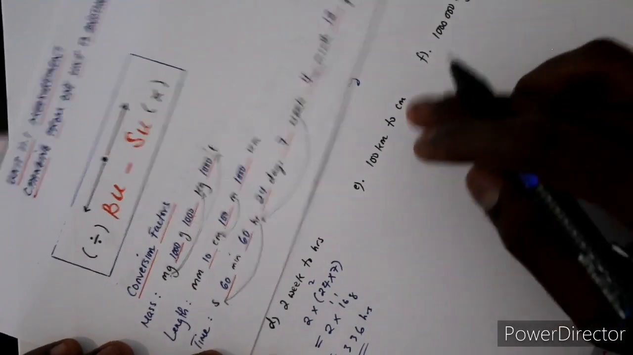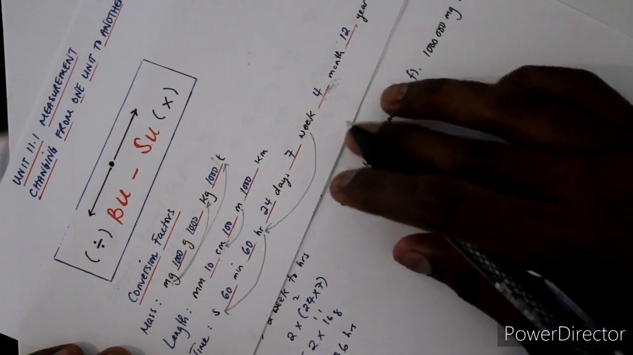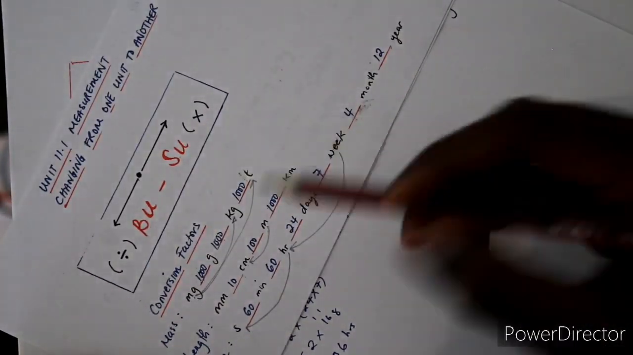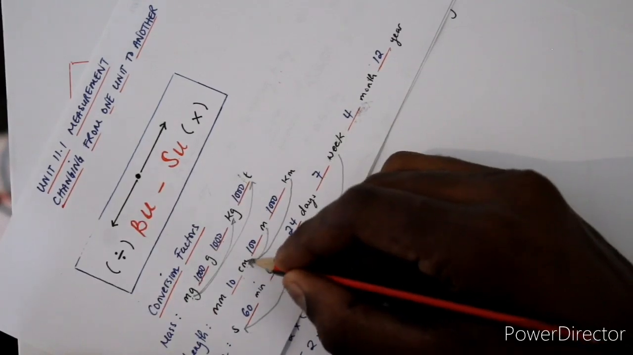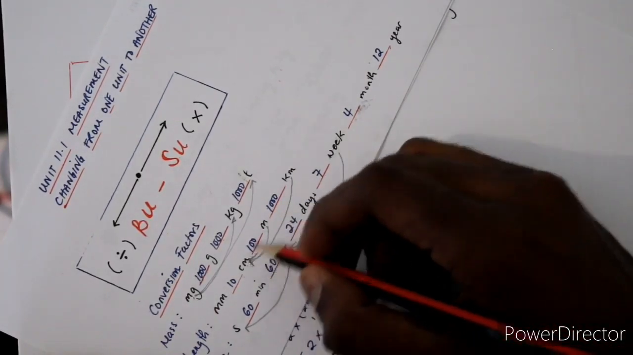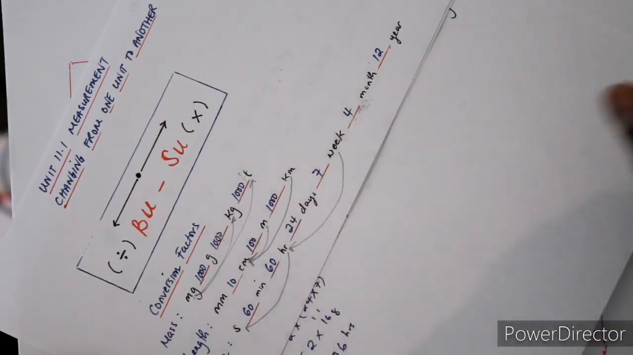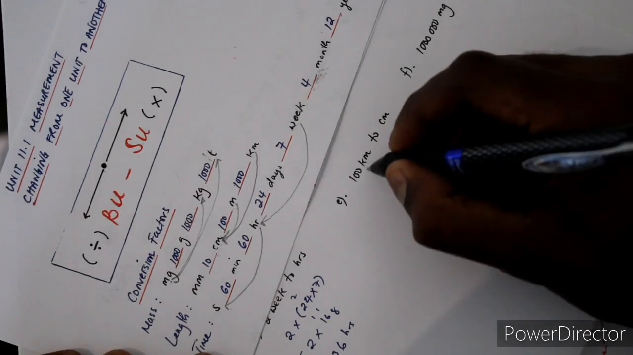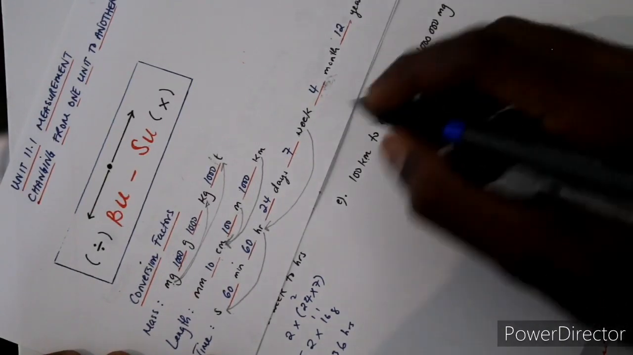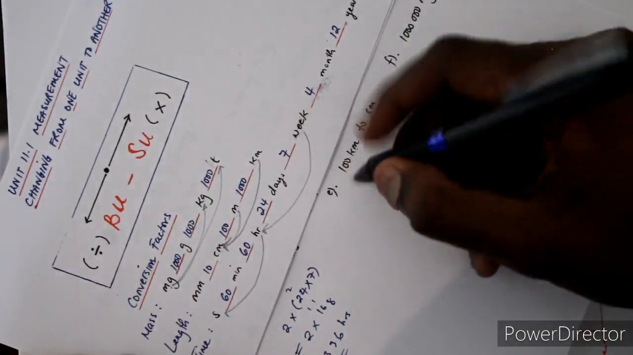Okay, and then you have 100 kilometers to centimeters. You are converting kilometers to centimeters. Kilometer to centimeter, your factor is 100 times 100 times 1000, so your factor is 100,000. Therefore, you're converting a bigger unit to a smaller unit, so you multiply.